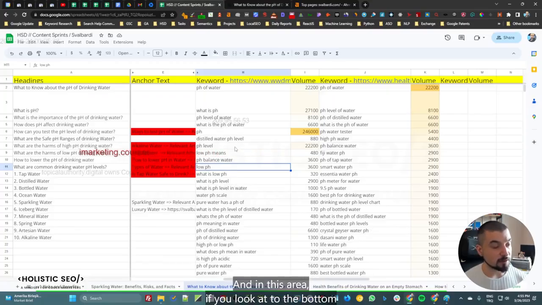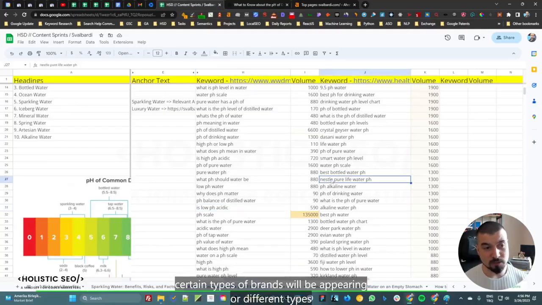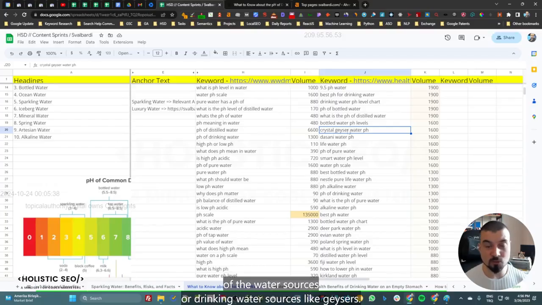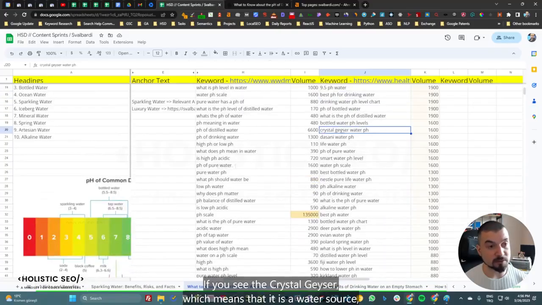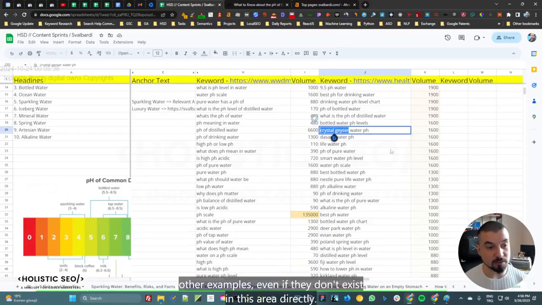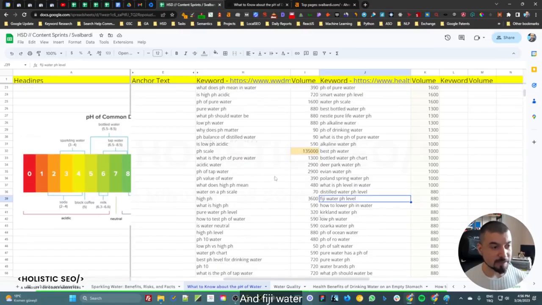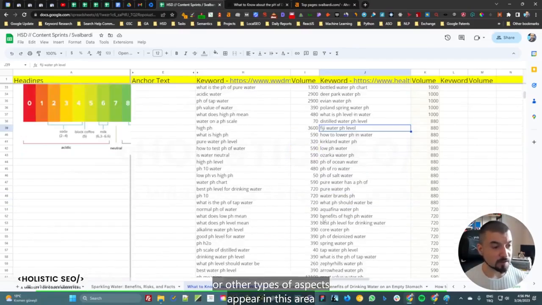In this area, if you look at the bottom parts, you will realize that words like acidic or basic are used. Certain types of brands will be appearing, or different types of water sources or drinking water sources like geysers. If you see Crystal Geyser, it is a water source, and since it is a water source, it is an entity class, which means you will need to get other examples even if they don't exist in this area directly. And Fiji water pH level or pure water pH level or other types of aspects appear in this area.